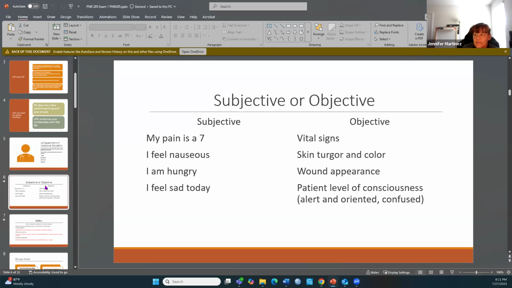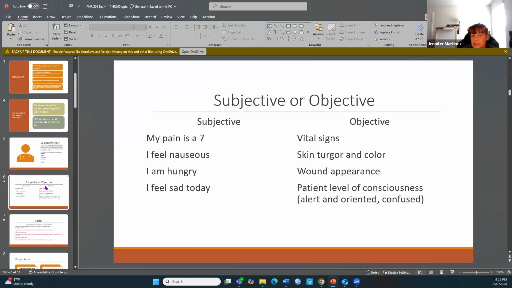Objective information is stuff that we obtain using our senses. So vital signs: blood pressure, temperature, pulse, respiration, oxygen saturations. That gives us numbers. We can quantify that. Skin turgor, skin color, we can see, we can feel. Wound appearance, same thing. Patient level of consciousness, we can determine whether they're alert and oriented or confused. So we're using our senses to obtain that information.